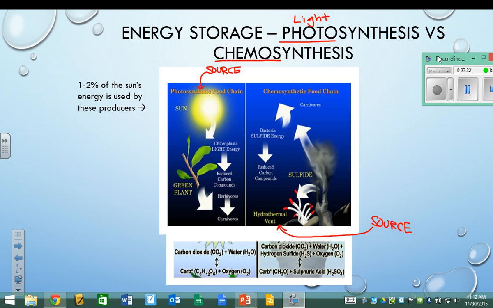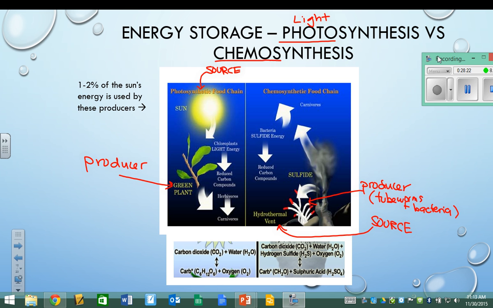The next thing that I think we would want to look at is, what is the producer? In a photosynthetic food chain, the producer would be a green plant, a plant that is absorbing the sun's light. In a chemosynthetic food chain, the producer is generally these little bacteria that live on tube worms. So the white and red things are the tube worms, and they will have bacteria living on them. So I'll just jot that down. So the source is different, the producer is different.